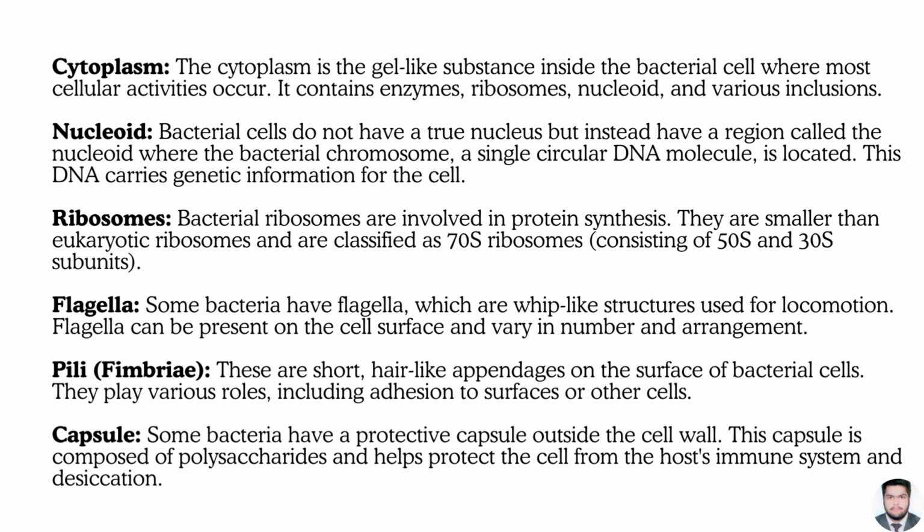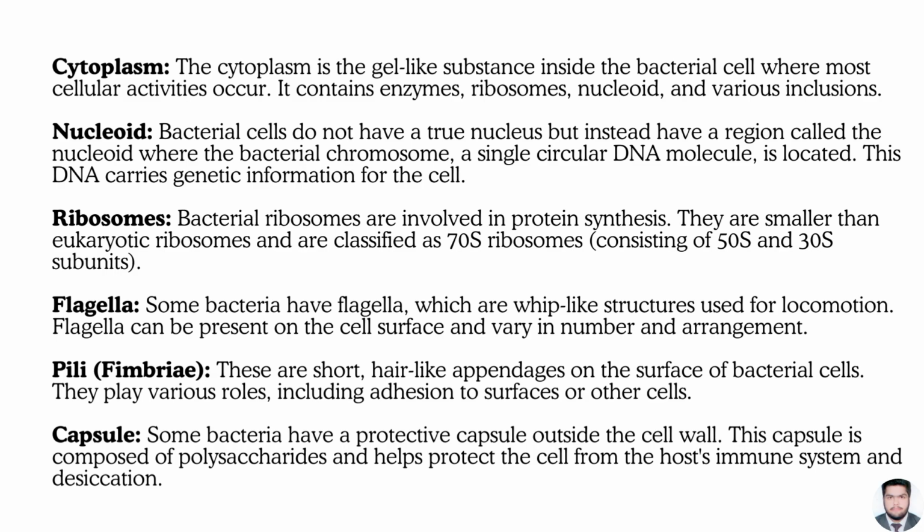Flagella. Some bacteria have flagella, which are whip-like structures used for locomotion. Flagella can be present on the cell surface and vary in number and arrangement. Pili. These are short, hair-like appendages on the surface of bacterial cells. They play various roles, including adhesion to surfaces and to other cells.